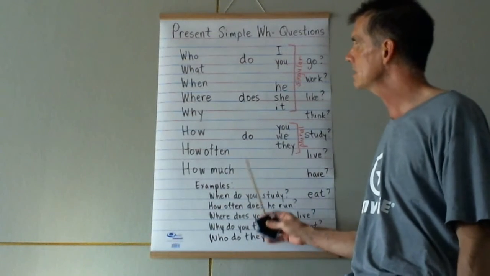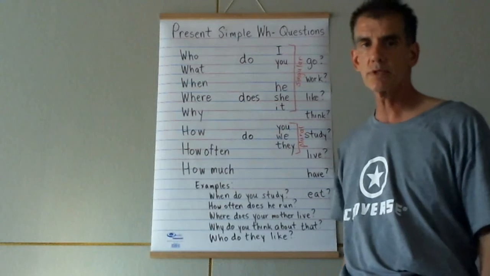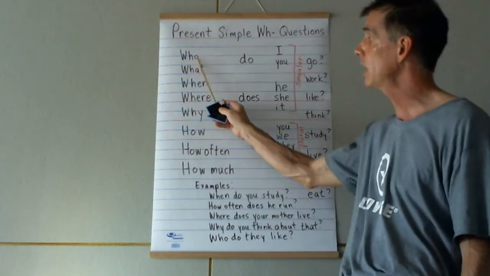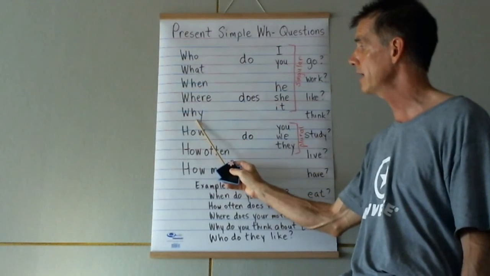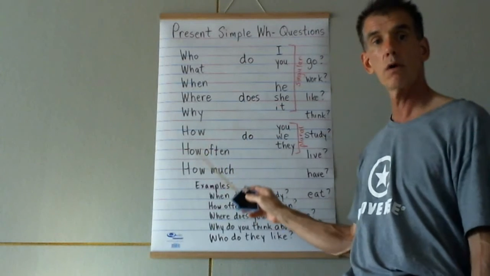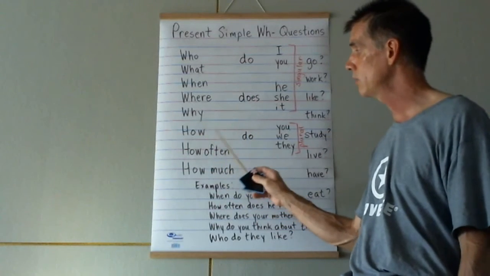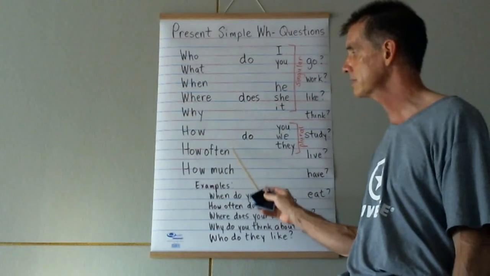Okay. So again, these are questions in the present simple tense with WH words: who, what, when, where, why, and also questions with how: how do, how does, how do.